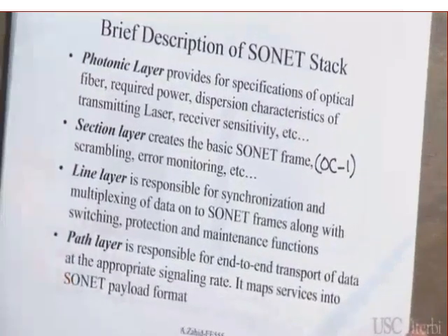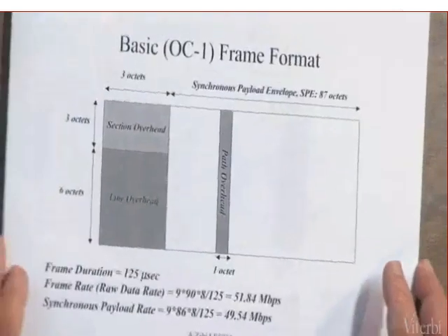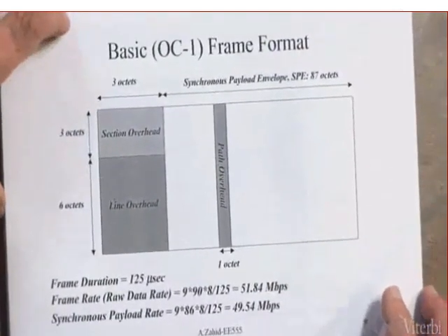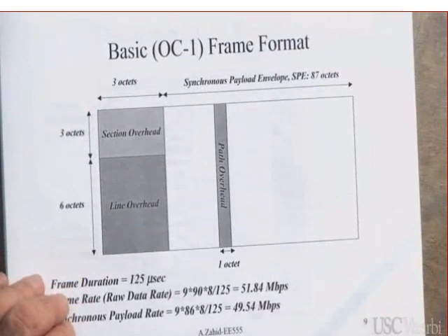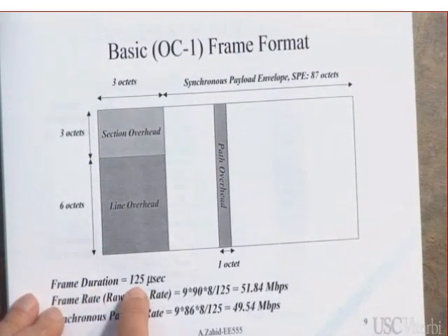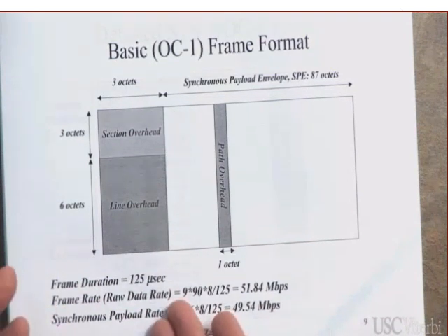Now, let's look at the frame. How does the frame look? And we see a strange thing. What is the frame duration? The frame duration is 125 microseconds. Is that the same duration as the T1? That's the same duration as the T1. Clear? Okay.